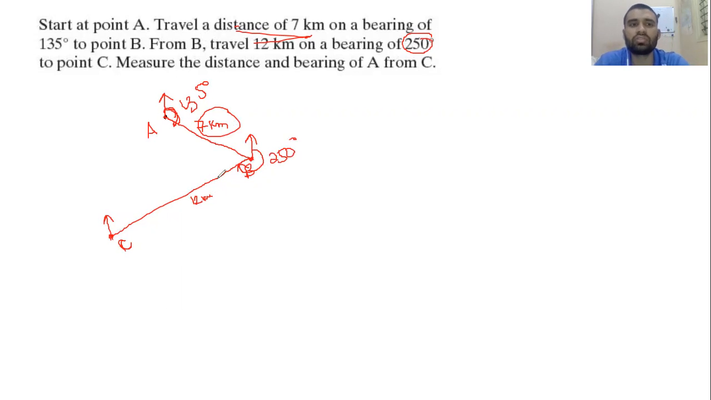Now the major question is: find the distance and bearing of A from C. That means first of all, you need to find this distance. Let's say this distance is X. And the next is to find the angle of A from C. So you stand at C and go clockwise. That means you have to find this theta. This angle you need to find. So two things: first this distance, and then that.